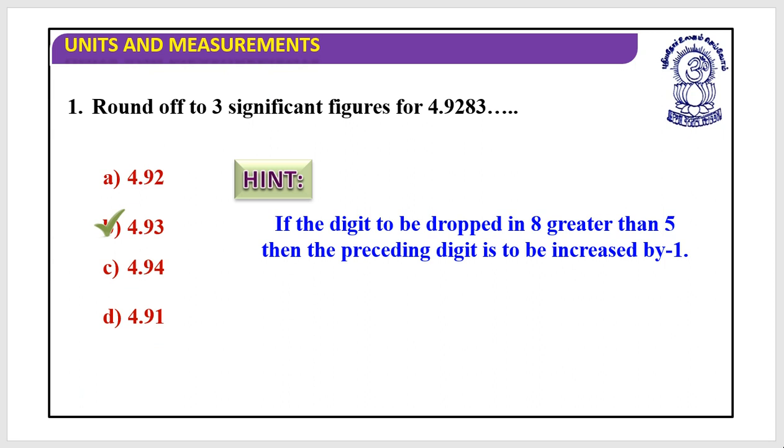So let's look at one question. Round off to three significant figures 4.9283. You require only three significant digits, so you keep 4, 9 and 2. That means you need to drop off the 8, as 8 is greater than 5. When the number is greater than 5, you need to add one to the preceding digit. So 4.92 becomes 4.92 plus 0.01, it is 4.93. Am I clear?